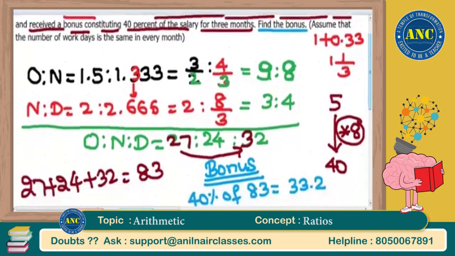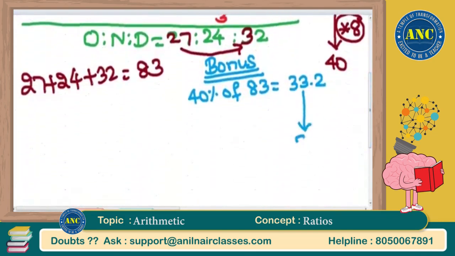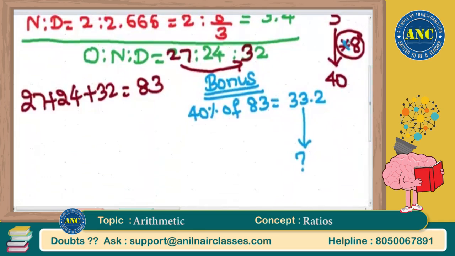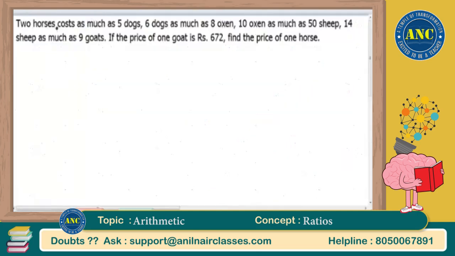Question says find the bonus. According to the question, how much they are asking. If you are multiplying this by 8, this also should be multiplied by 8. Answer is over, sir. 33.2 into 8 is 265.6. Answer is over.